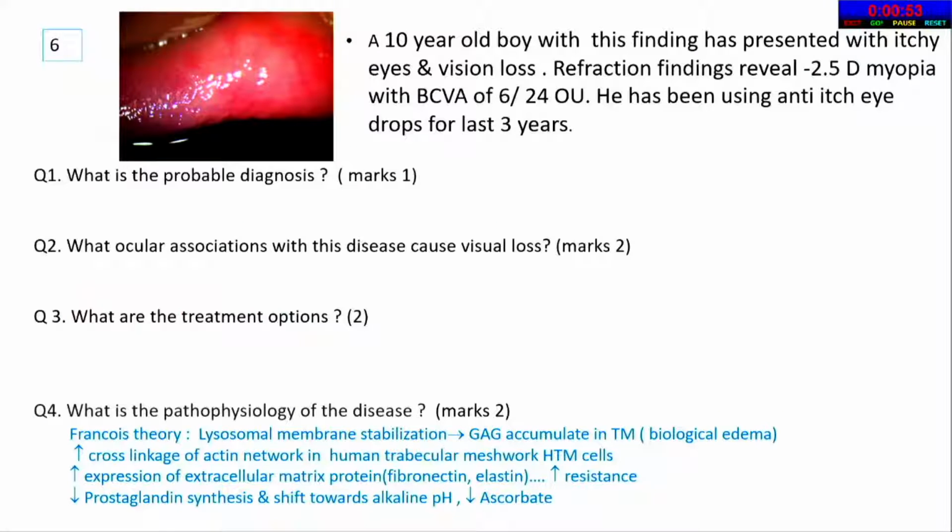A 10-year-old boy with this finding has presented with itchy eyes and vision loss. Refraction findings reveal minus 2.5 diopters myopia with a BCVA of 6/24. He has been using anti-itch eye drops for the last 5 years. What is the probable diagnosis?